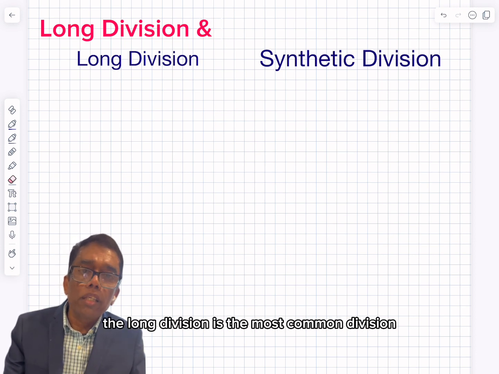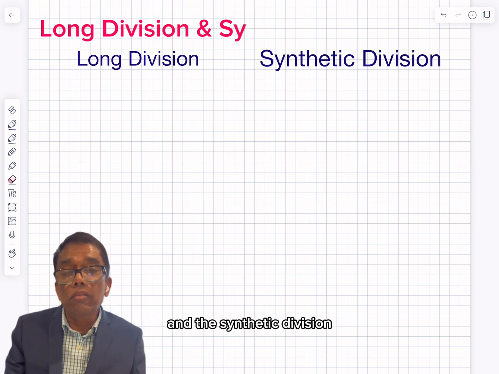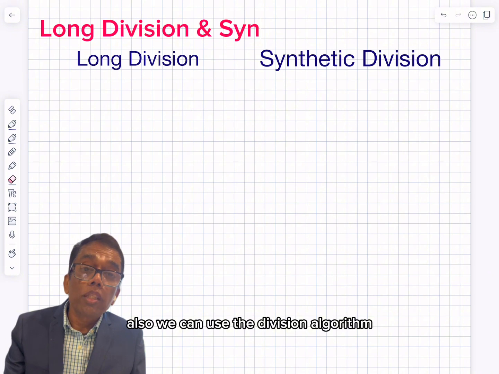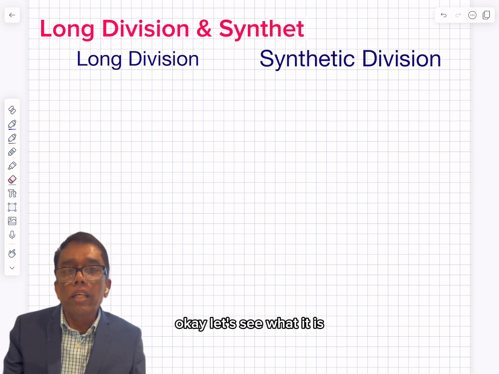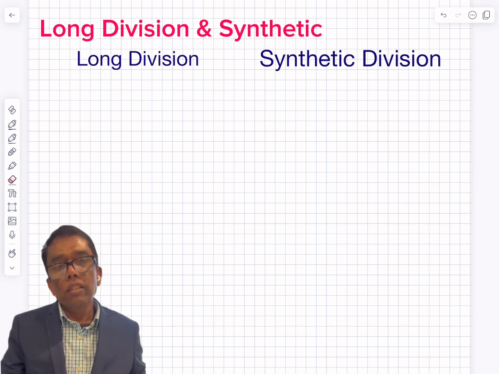Long division is the most common division, and for synthetic division we can also use the division algorithm, and it's easier than long division. Okay, let's see what it is.